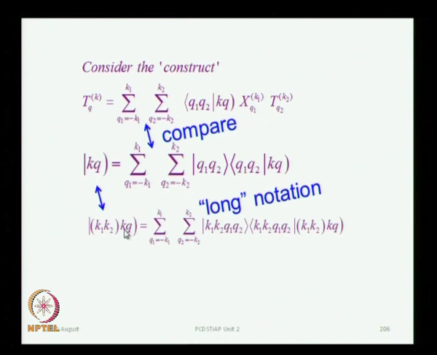K would go from modulus of k1 minus k2 to k1 plus k2, right, and for each value of k, q would go from minus k to plus k in steps of 1. So, you know what we are talking about. Okay.